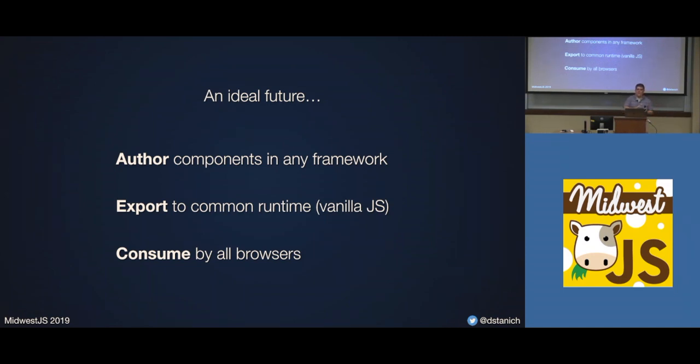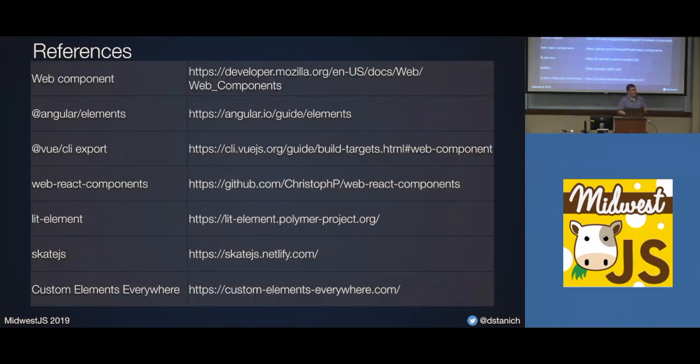It would be similar to something like .NET, where you're writing in a bunch of different languages and you're exporting it to something common. It would be great if the web could do this, because we could all stop freaking out every time there's a new framework.